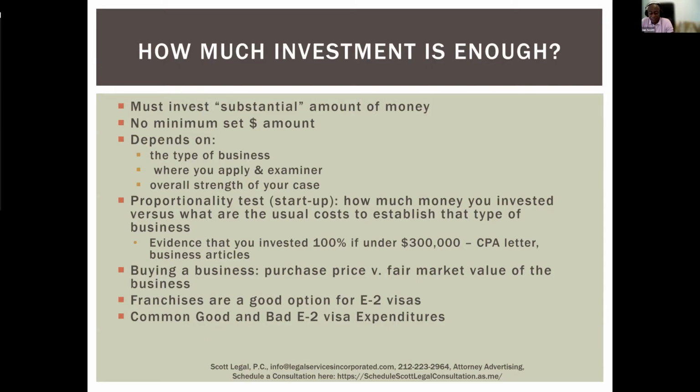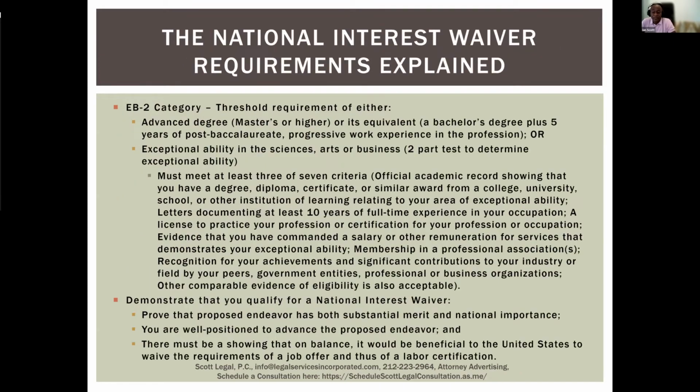We had someone buy a pizza shop for $75,000, and there were 4 or 5 employees, and that's completely fine for E2. And we mentioned already, franchises are good for E2 visas, and not all expenses are created equal. So it's not just about spending, but about spending on things that the government is going to consider good expenditures. Good expenditures are equipment, computers, furniture, inventory, rent. Whereas something like travel or online courses that you took, that's not going to be as good of an expenditure.